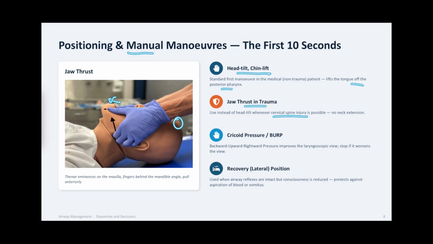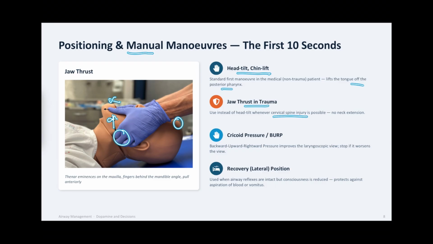Instead, perform a jaw thrust. Place your fingers behind the angle of the mandible, and lift the jaw anteriorly without moving the cervical spine. It requires slightly more force than a head tilt, but it maintains cervical spine precautions.